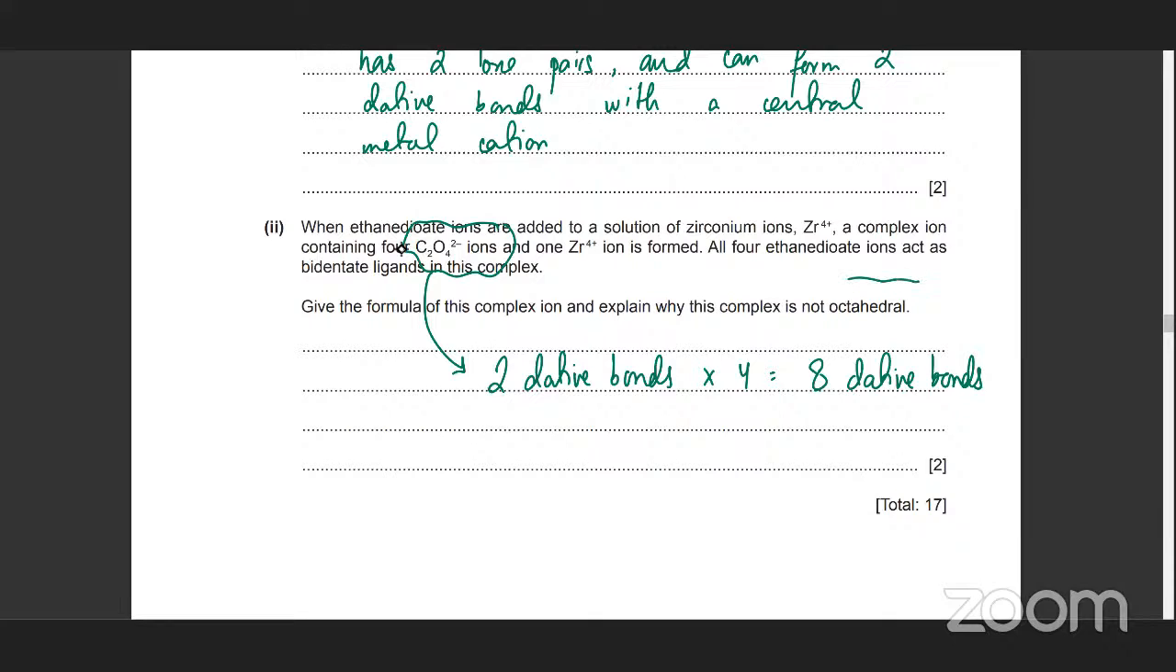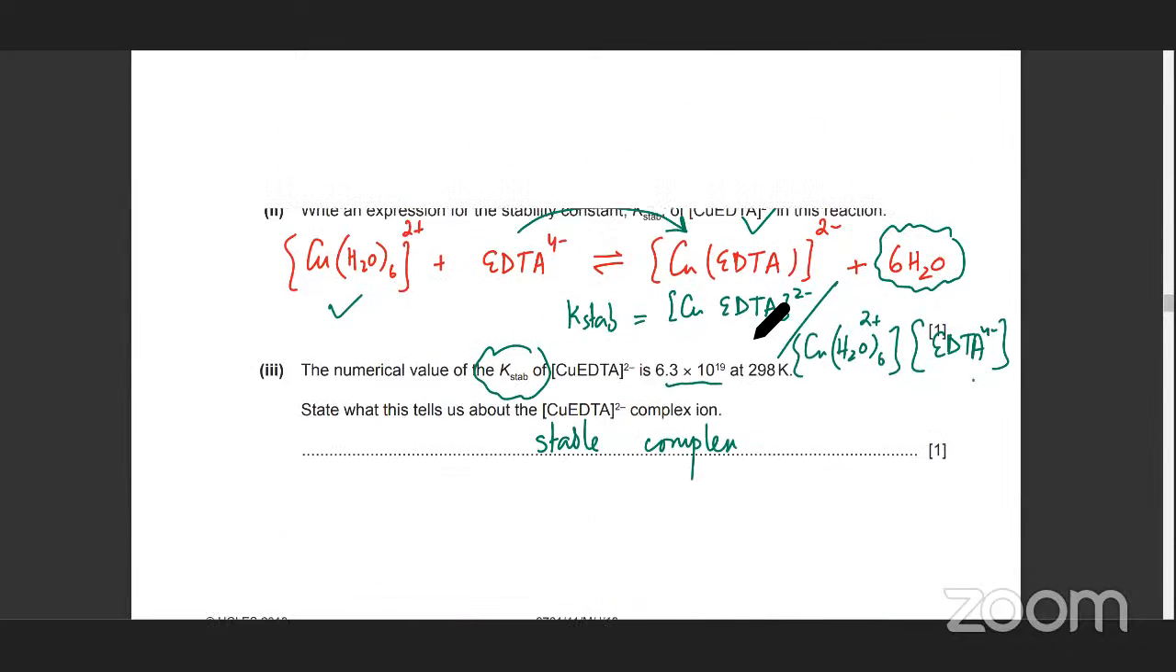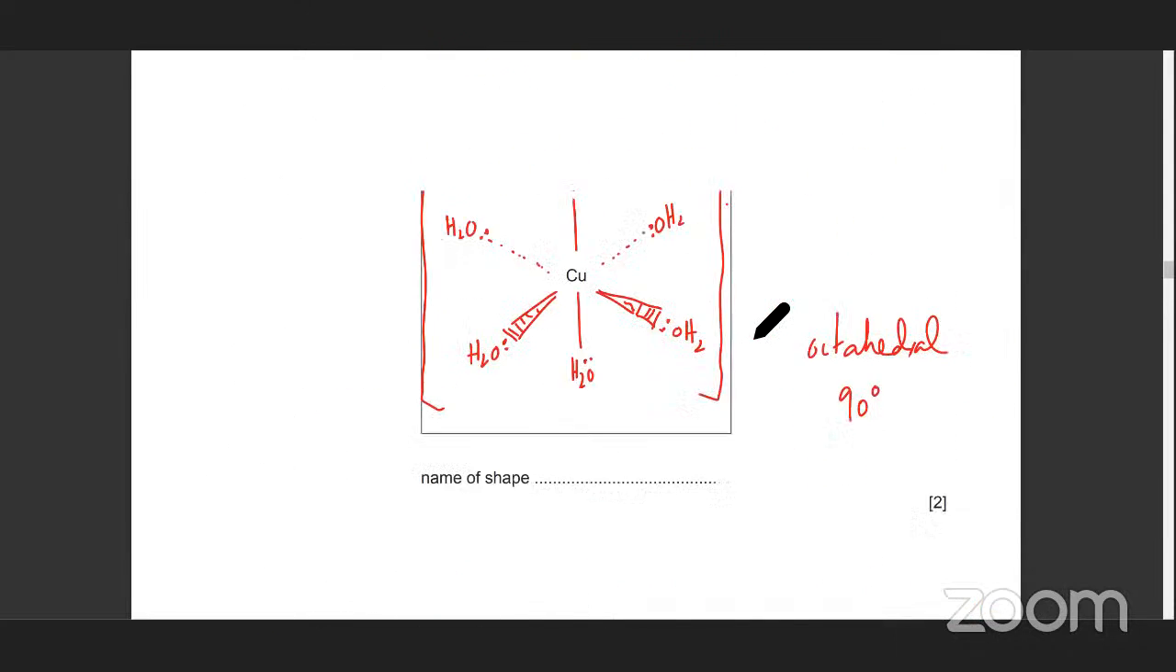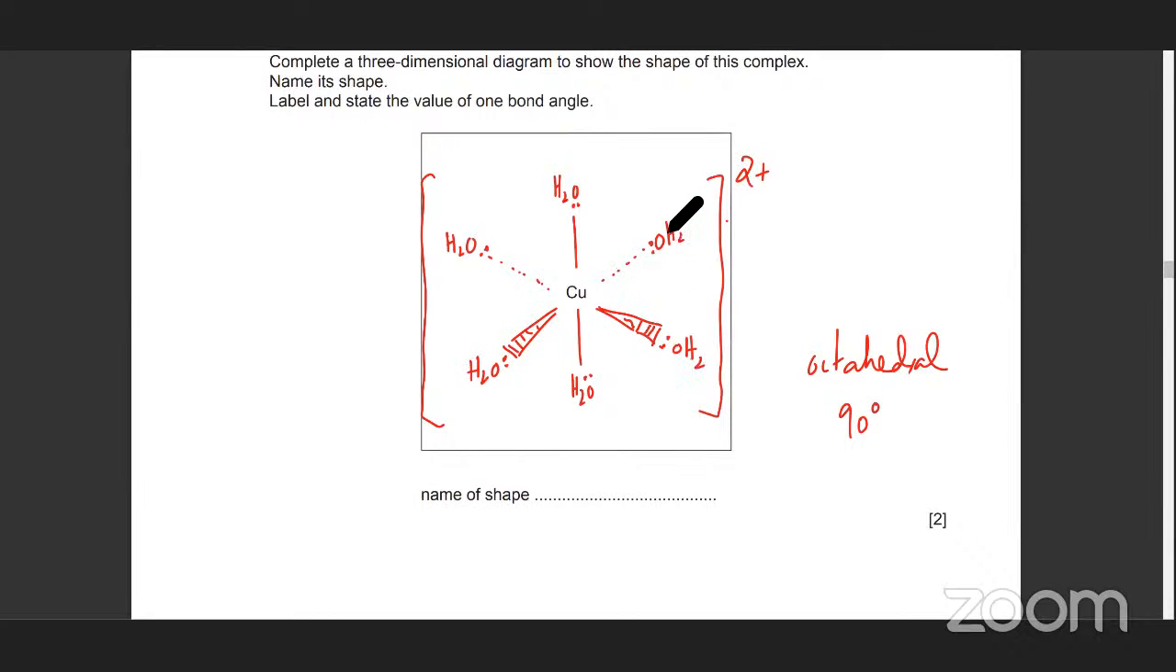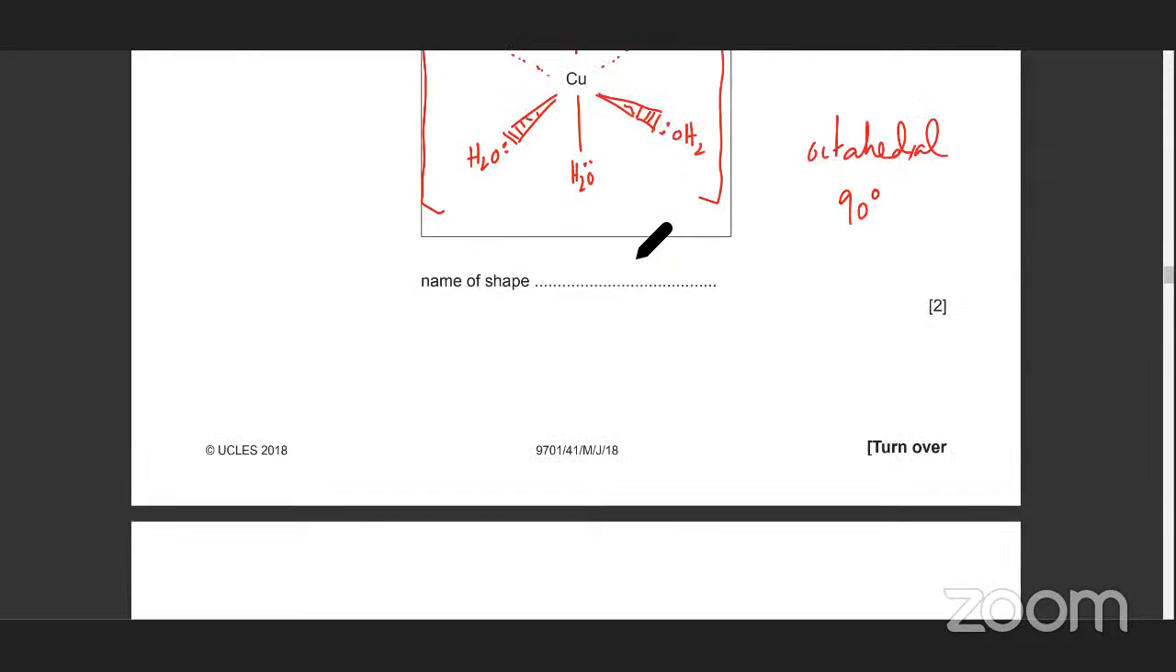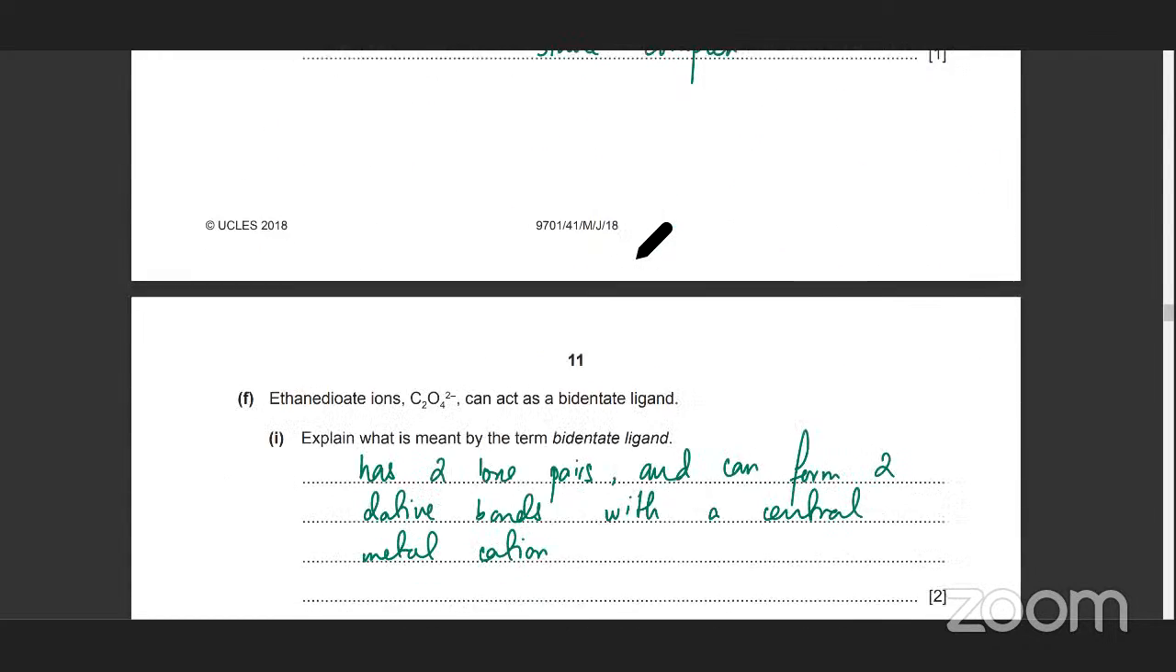So when you have eight dative bonds, that's not going to be octahedral. The octahedral shape is for six bonds. So it's clearly not octahedral. That's what you're going to state: an octahedral shape is formed when you have six dative bonds, the one that we drew over here. This octahedral shape can only be possible if you have six, because each ligand would be on an axis, and they would all be at 90 degrees. With eight dative bonds, the shape is going to be a lot different, and the angles would be a lot smaller as well. So that's not going to be correct.